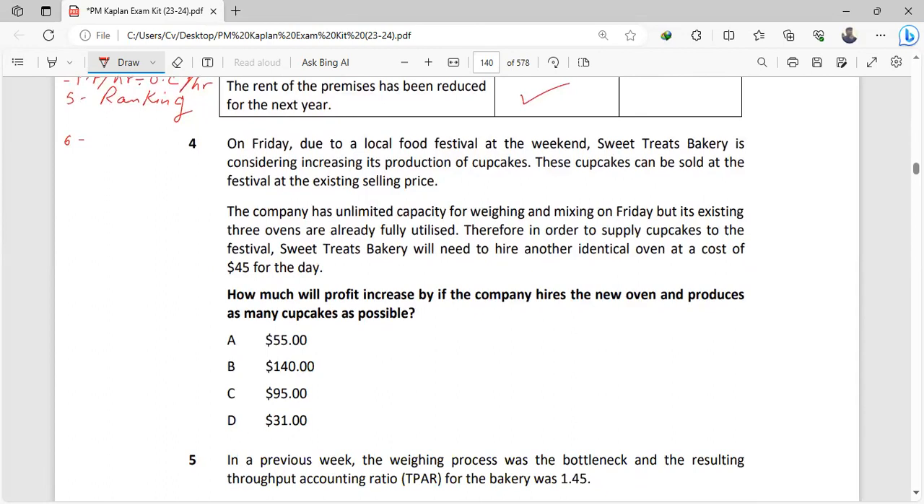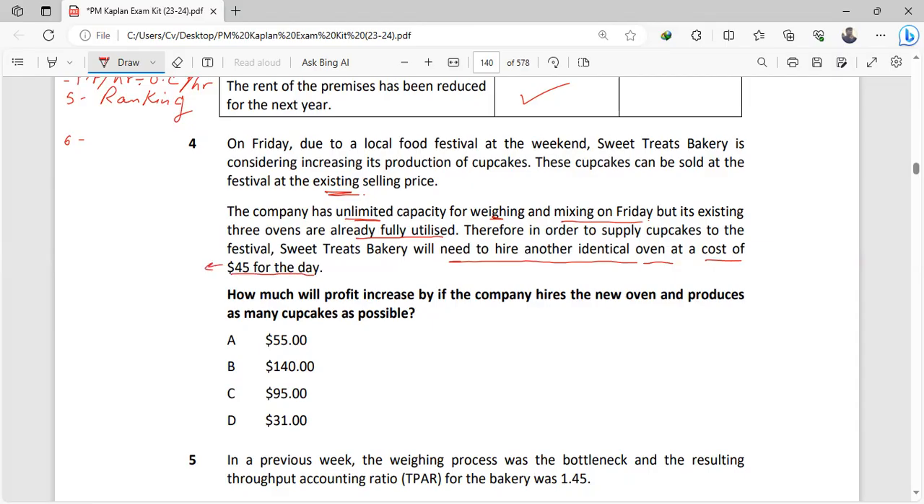Next one is on Friday. Due to a local food festival at the weekend, Sweet Treats Bakery is considering increasing its production of cupcakes. These cupcakes can be sold at the festival at the existing selling price. The company has unlimited capacity of weighing and mixing on Friday, but its existing three ovens are already fully utilized. Therefore, in order to supply cupcakes to the festival, Sweet Treats Bakery will need to hire an identical oven at a cost of $45 per day.